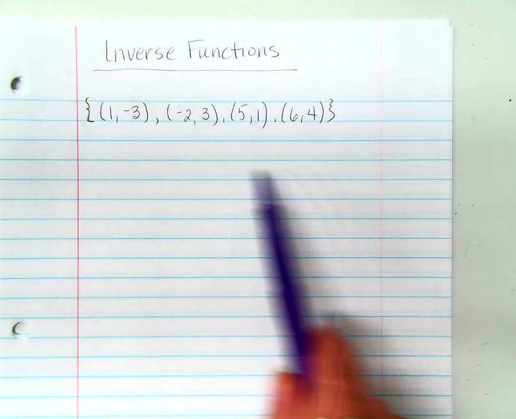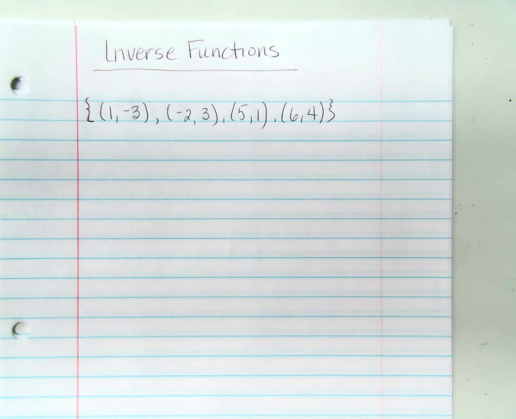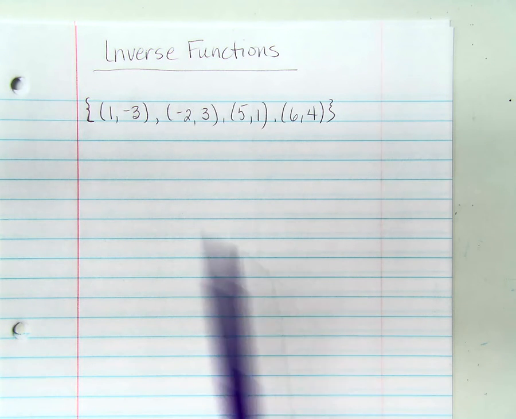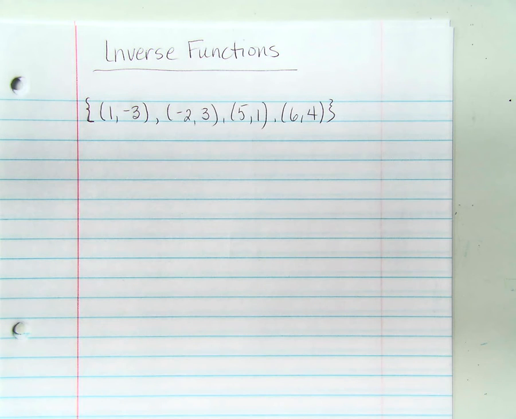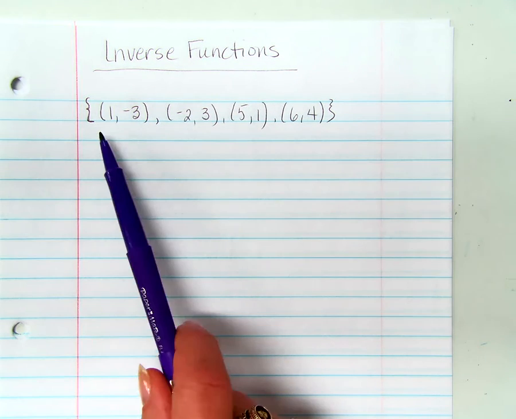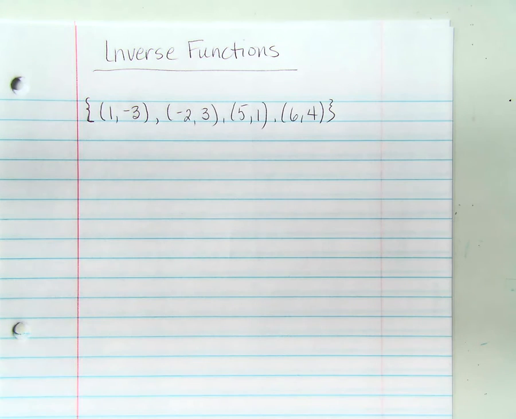Here's a list of ordered pairs, and I'm telling you that this is a function. You could also tell me that this is a function, because you notice that none of the x's repeat. Since none of the x's repeat, you know this is a function, okay? And I'm saying, here's a function, and I want you to tell me the inverse of this function.